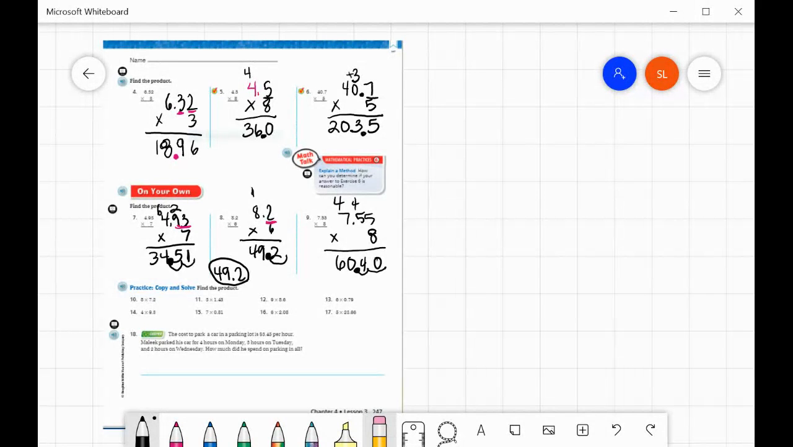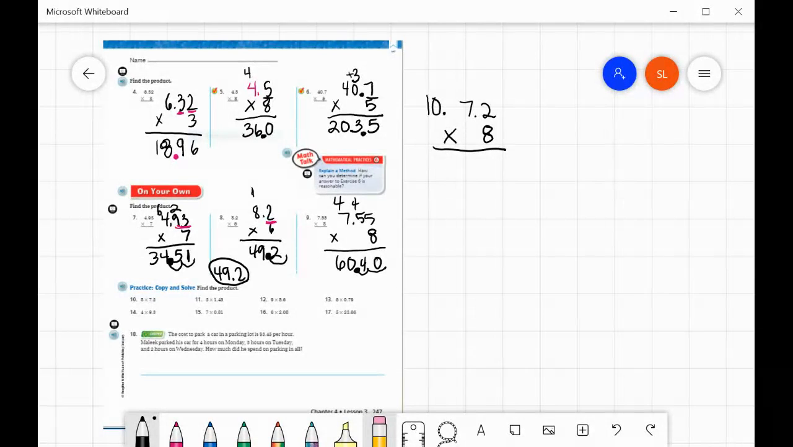Now, the next portion is practice, copy, and solve. It's really important that when you are copying math problems, you are not doing the math sideways like this, okay? You really need to copy it over on the side. So I'm going to write a 10, and then I'm going to write 7.2 times 8.